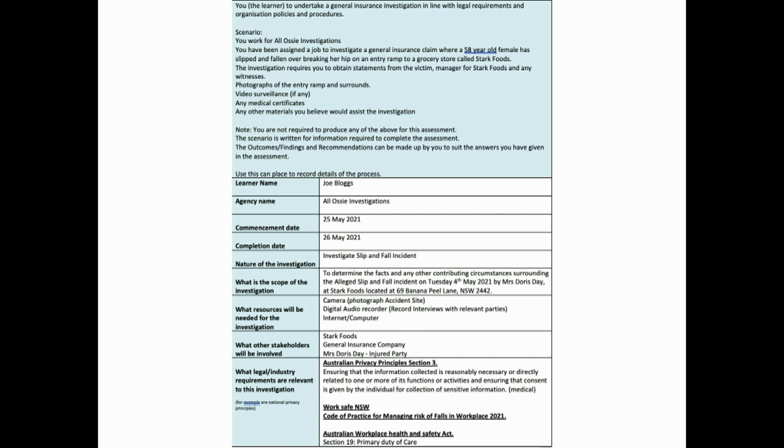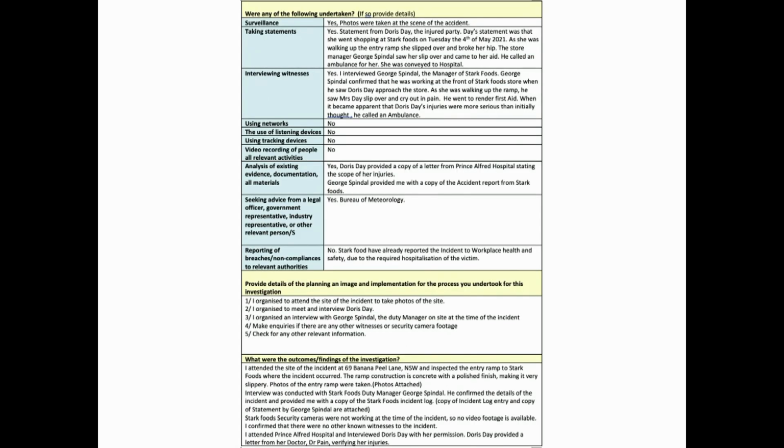And then you've got what legal and industry requirements are relevant for this. So of course, I think you'll probably find for everything you do there will be the Privacy Act, Australian Privacy Principles, because that's like an umbrella over everything we do. But then you're going to have in this one some work health and safety, because maybe there should have been a wet floor sign put out or something. And also there might be some policy and procedure that Stark Foods had that they didn't abide by.